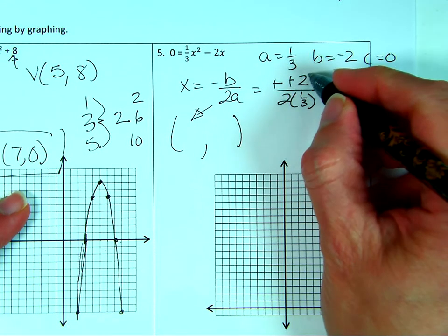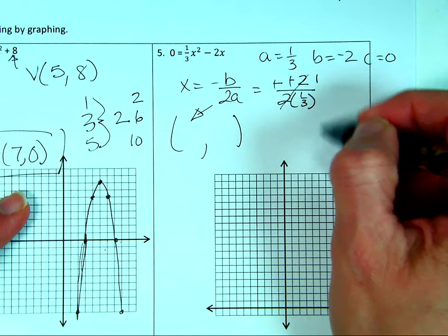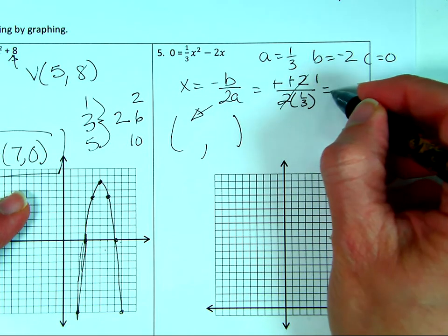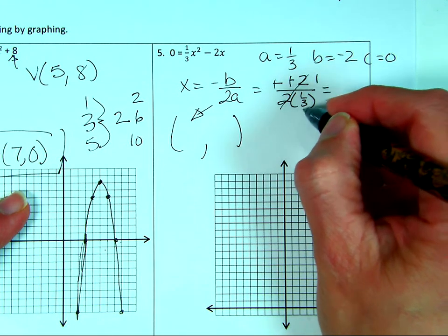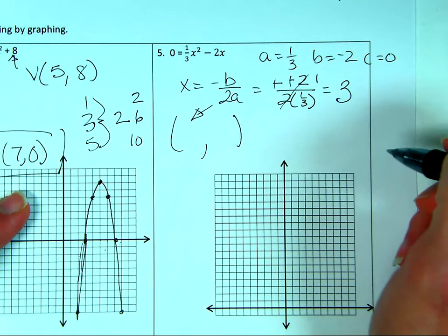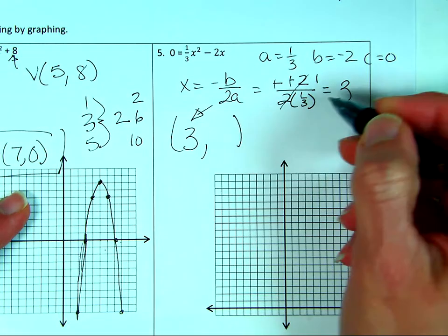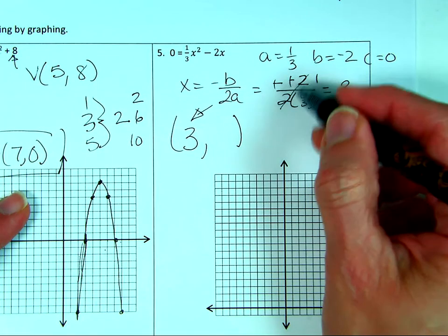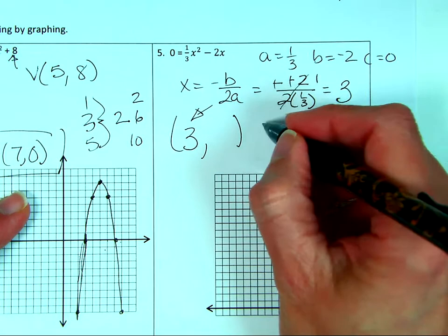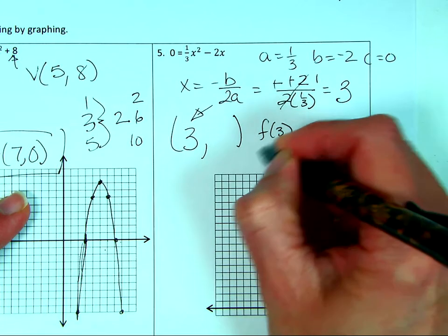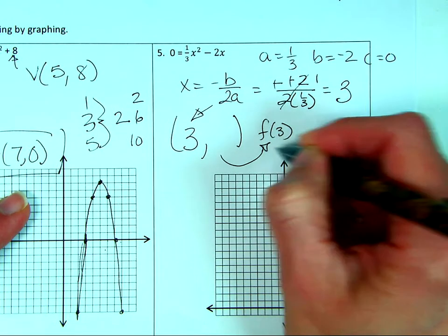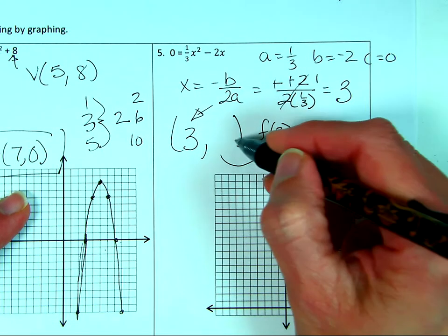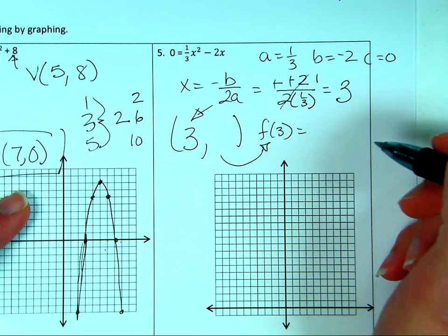The 2's cancel. I'm left with 1 over 1/3, and when I divide, I do 1 times the reciprocal of that, so I end up getting 3. And if you don't know that, you could always use your calculator. That's me not using a calculator. So now I have to find f of 3, because f of 3 is the y-coordinate of my vertex. And I always want to graph my vertex first.